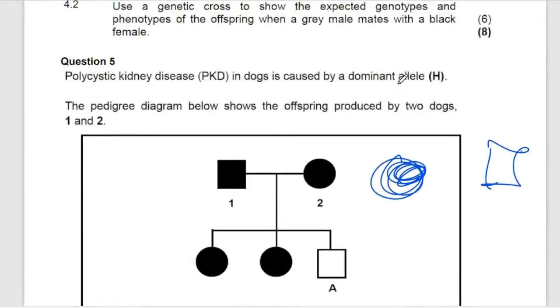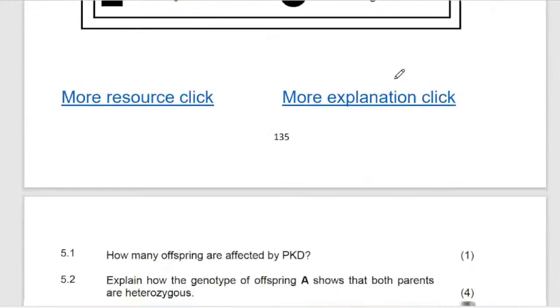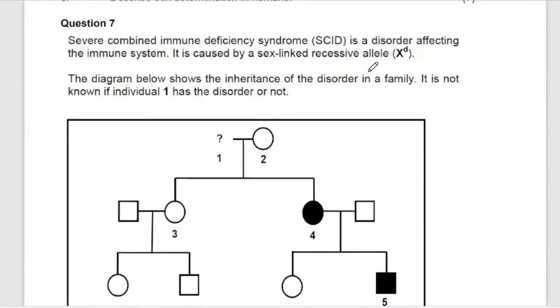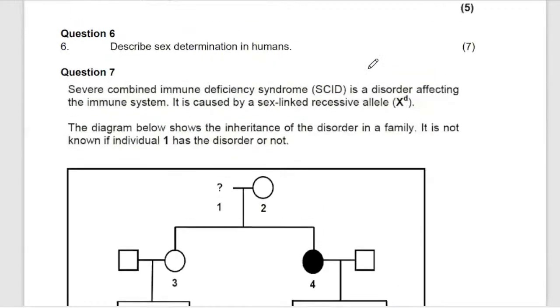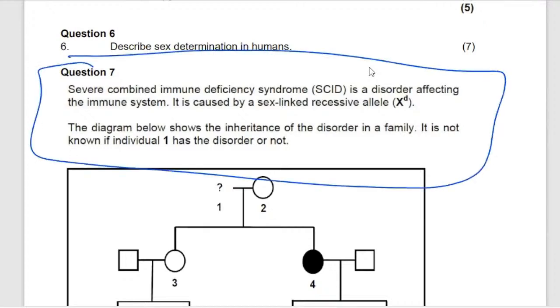Number 2, when they give you a question, identify whether it's sex-linked or non-sex-linked. I repeat, identify whether it's sex-linked or non-sex-linked. How do I differentiate between the two? For sex-linked, they will mention that it is a sex-linked disorder. Always read what is on top here. Is it clear? Make sure that you read it.